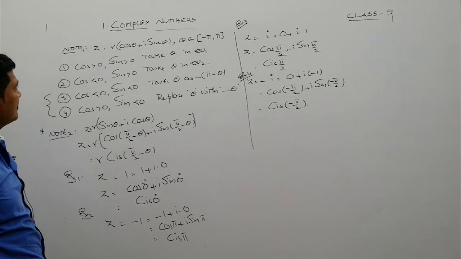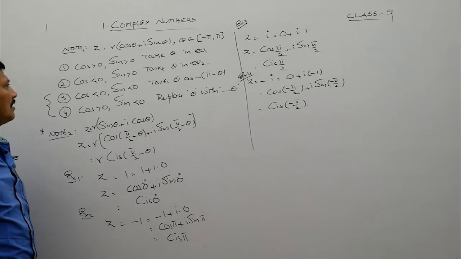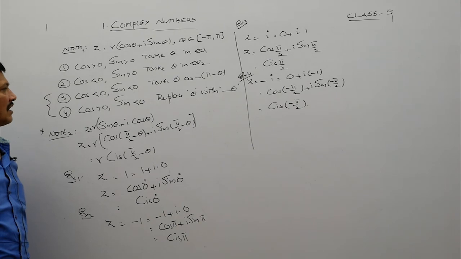So in the next class we will go to that exercise C, and we will do some problems on conversions into polar form, as well as the properties of modulus, and maybe some problems on argument.